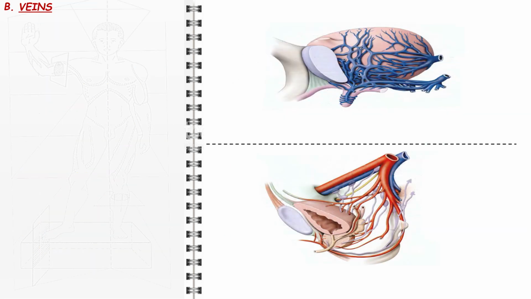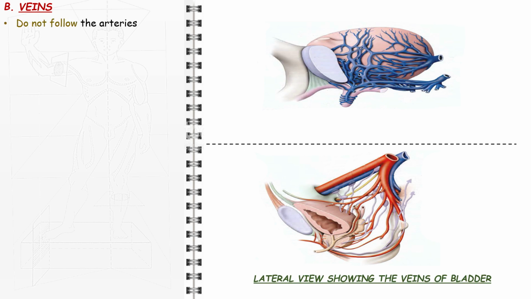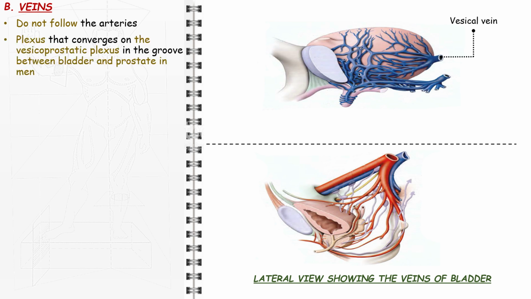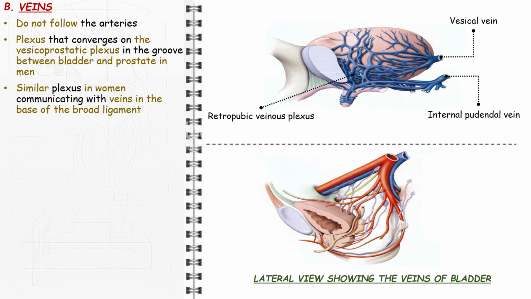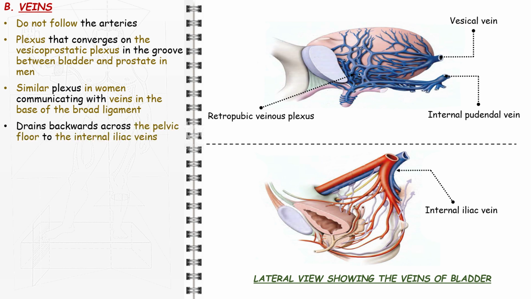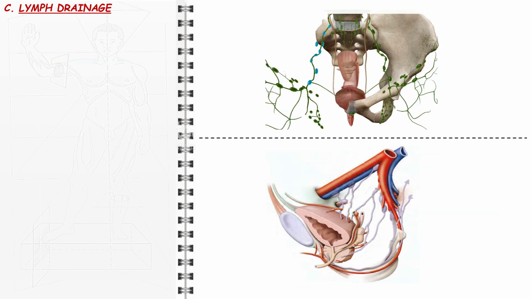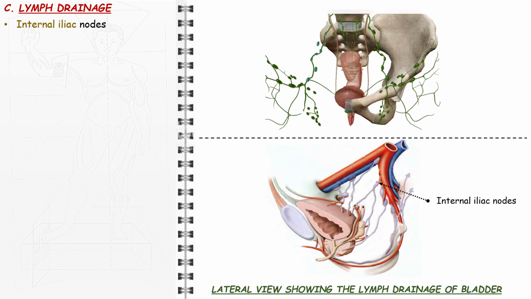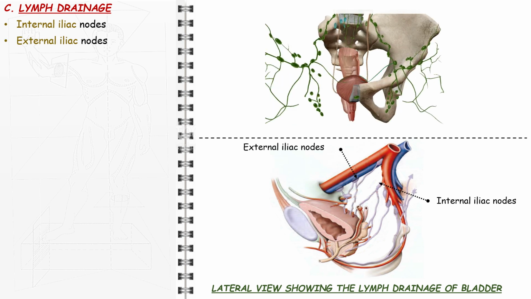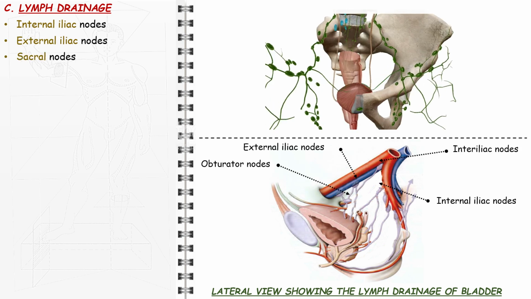The veins of the bladder do not follow the arteries. The bladder is drained by the vesicoprostatic plexus in the groove between bladder and prostate in men. A similar plexus in women communicates with veins in the base of the broad ligament. They drain backwards across the pelvic floor to the internal iliac veins through the vesical vein and forwards to the retropubic venous plexus. The lymphatics of the bladder follow the arteries backwards to internal and external iliac and sacral nodes.